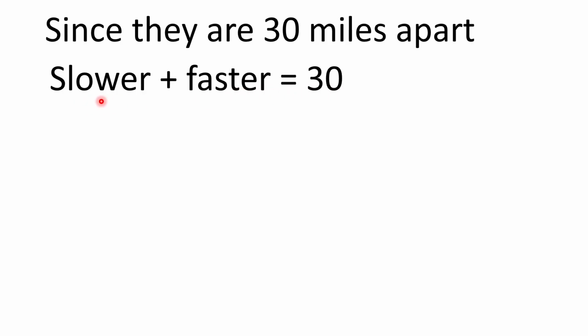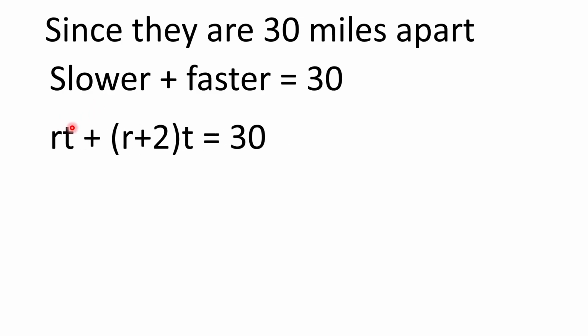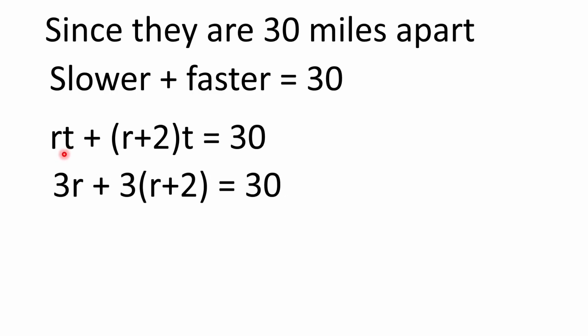Now, the distance of the slower jogger is rt, and of the faster is (r plus 2)t. These two distances added are equal to 30 after 3 hours. Now we put the value of t, which is 3 hours. So t equals 3. This becomes 3r, and here (r plus 2) times 3 becomes 3r plus 6. Overall this becomes 3r plus 3r plus 6, which is equal to 30.